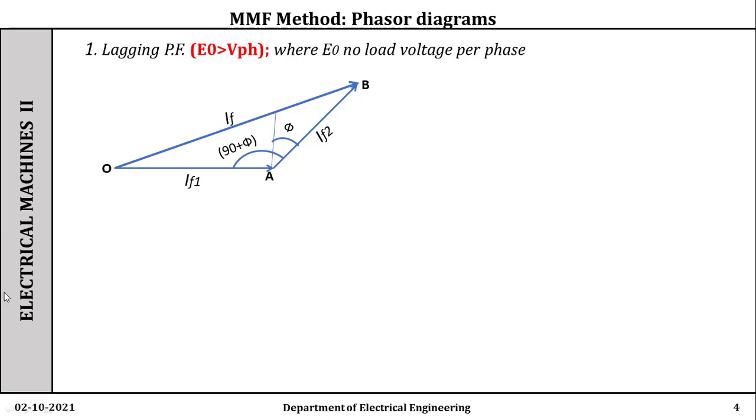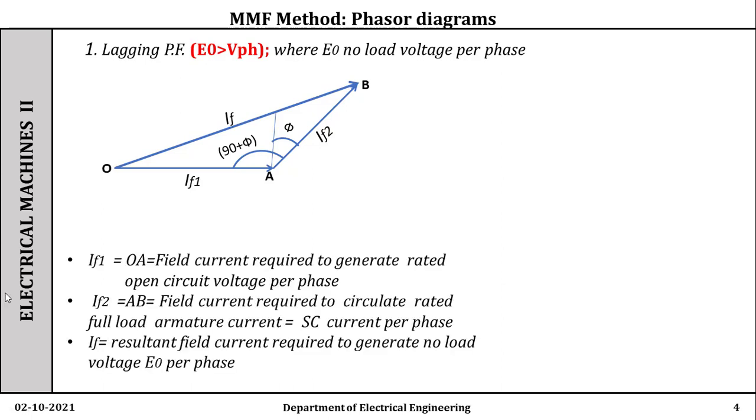See, this is the phasor diagram and how to draw it. Pay attention. What is IF1? IF1 is nothing but OA, and that is the field current required to generate the rated open circuit voltage per phase. Then IF2 is nothing but AB, and that is the field current required to circulate the rated full load current equal to short circuit current per phase. Now how to draw the IF2? Once you draw the IF1, at point A draw the vertical line, and from this vertical line draw the phasor IF2 lagging the vertical line by an angle phi, where phi is the power factor angle.